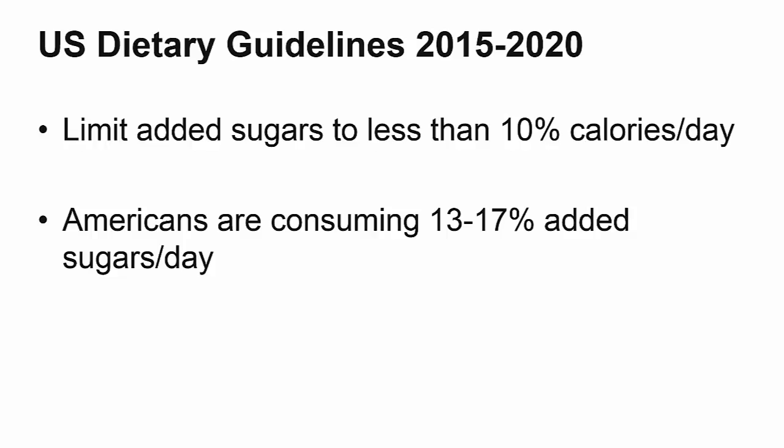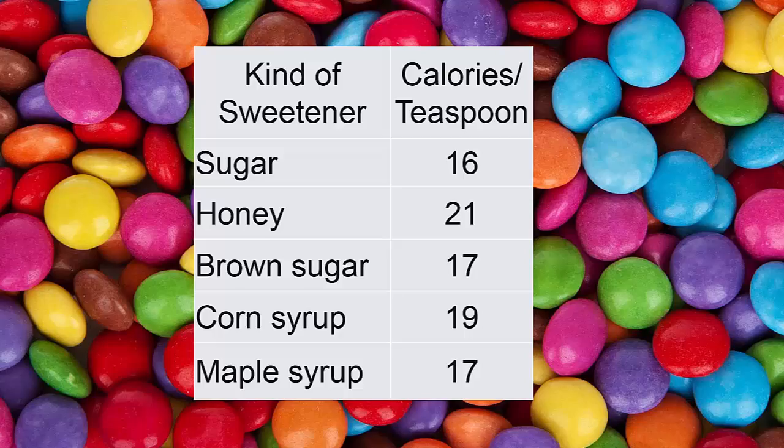The 2015-2020 U.S. Dietary Guidelines recommend limiting added sugars to less than 10% of consumed calories per day. Americans are really consuming roughly 270 calories, or 13 to 17%, added sugars daily. Since sugar contains calories, eating large amounts of sweets such as candy, cakes, and pies, or drinking sugar-sweetened drinks can lead to weight gain and increased risk of dental cavities.